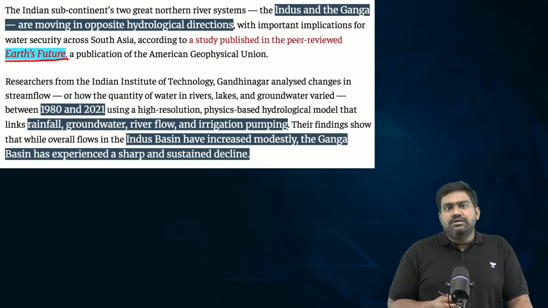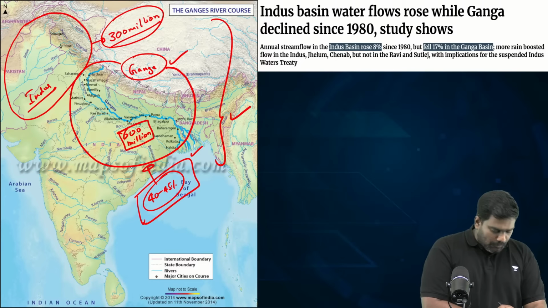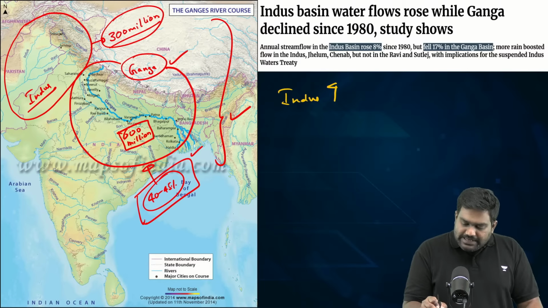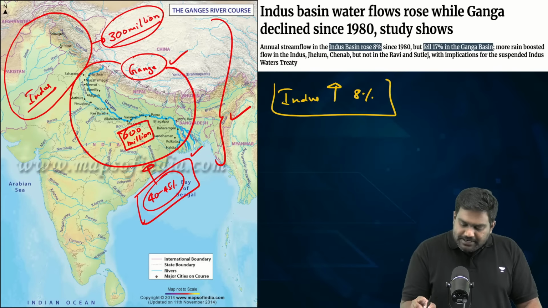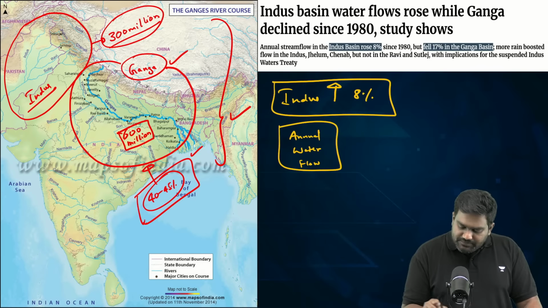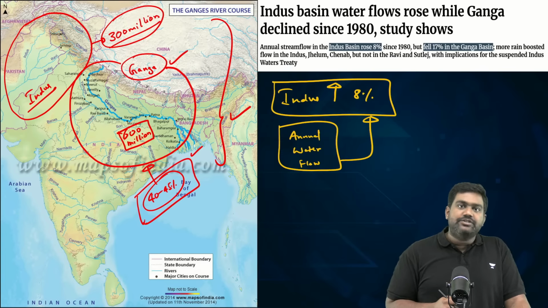the annual water flow in the Indus Basin has increased by 8%. Please make a note of this. The annual water flow in the Indus River Basin has gone up by around 8% over a period of 3 decades, from around 1980 to 2021.